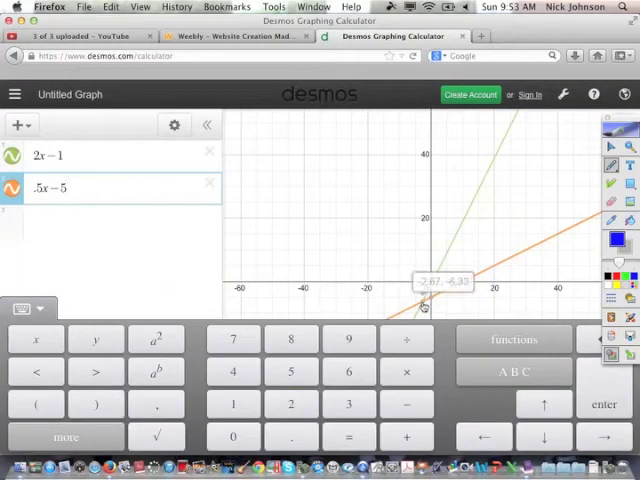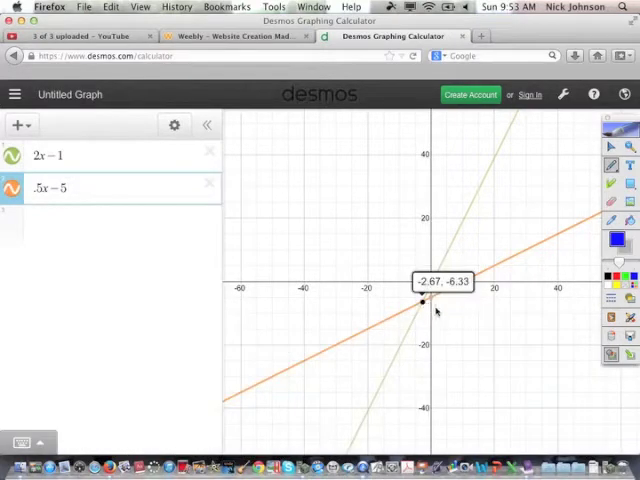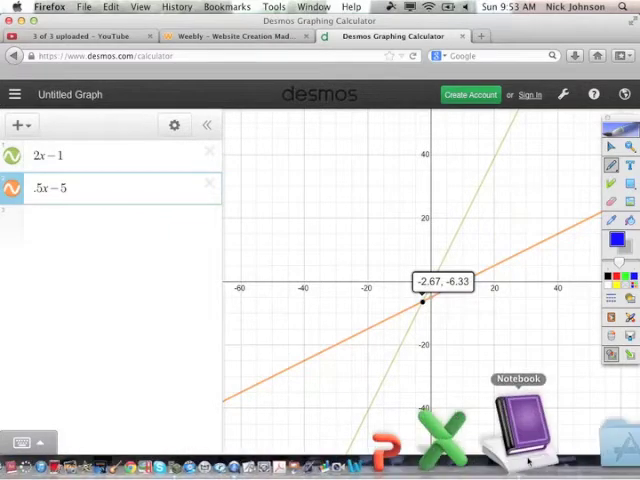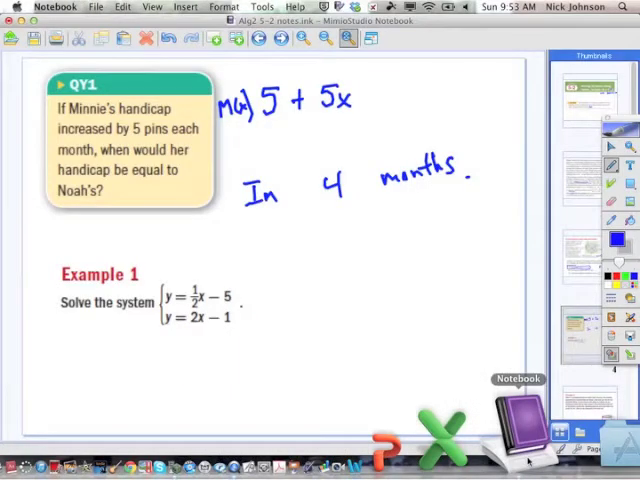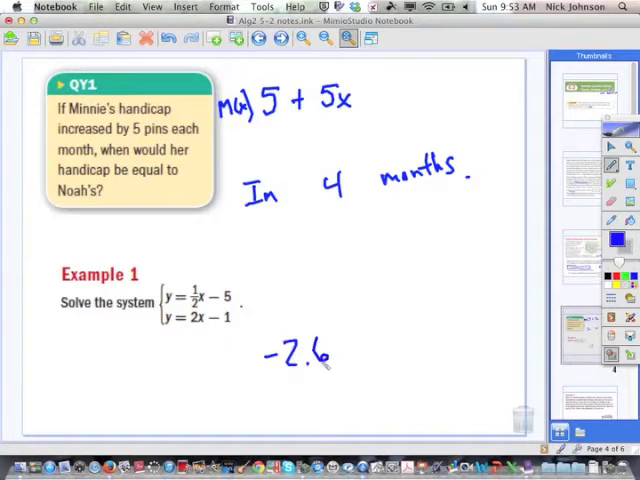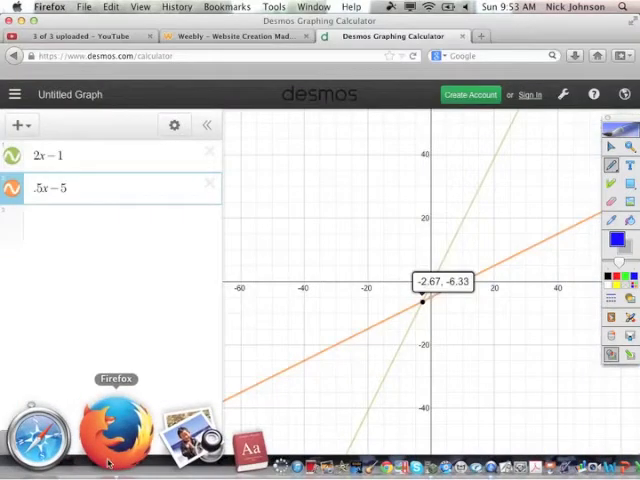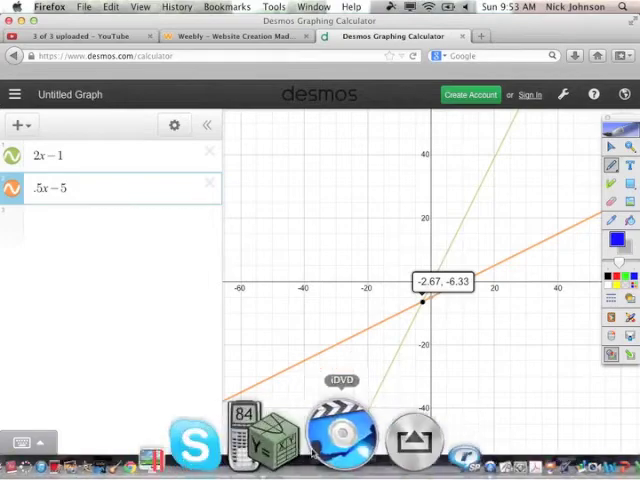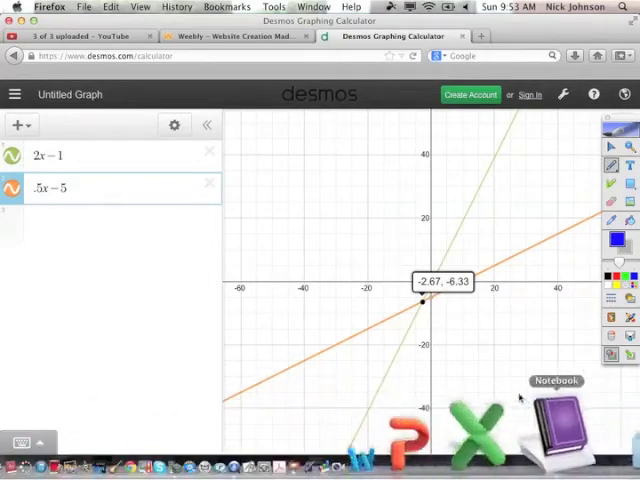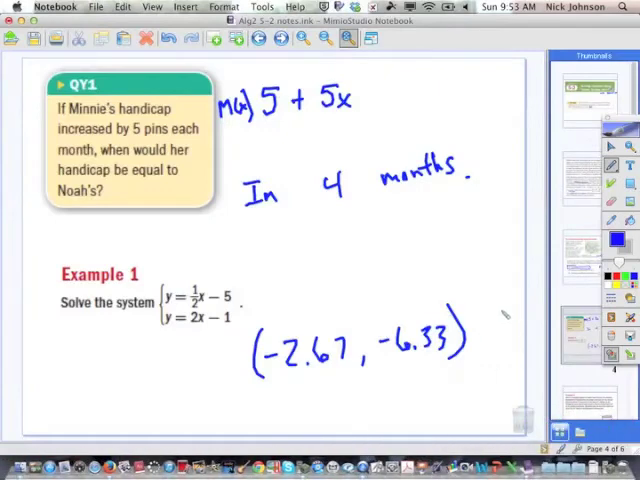If I go here, you can see they intersect right here at that point, which is negative 2.67, comma, negative 6.33. And that is going to be my solution. Negative 2.67, comma, negative 6.33. I'm pretty sure. Okay, that's how easy it is, especially with that Desmos. Okay, so moving on. Hopefully it gave you another tool that will make your life easier.